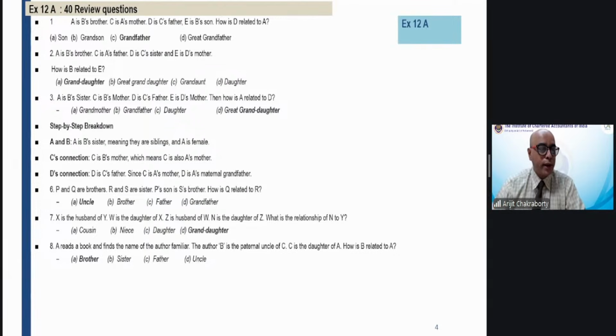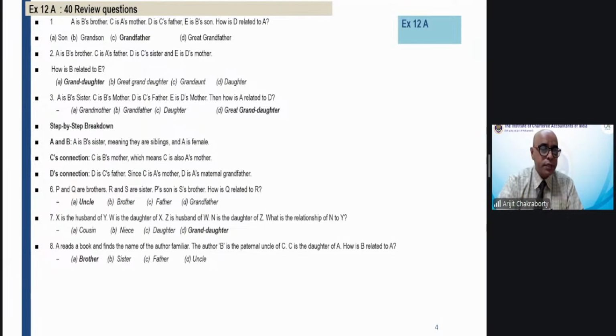So A reads a book and finds the name of the author familiar. Author B is the paternal uncle of C. So we have author B, and the author is male because B is the paternal uncle of C. That means we can say C's father's brother. Paternal means from the father's side. So therefore, we can easily interpret that B is the brother of C's father.